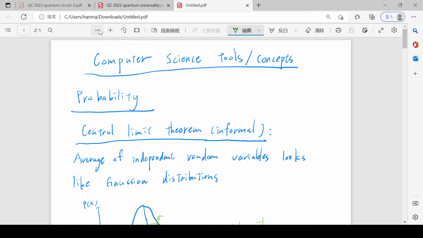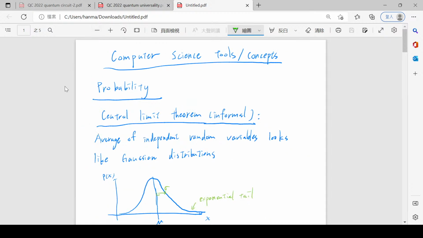We have this small note on computer science tools and concepts that will be useful for later parts of the course. And so the first thing we want to talk about is probability.